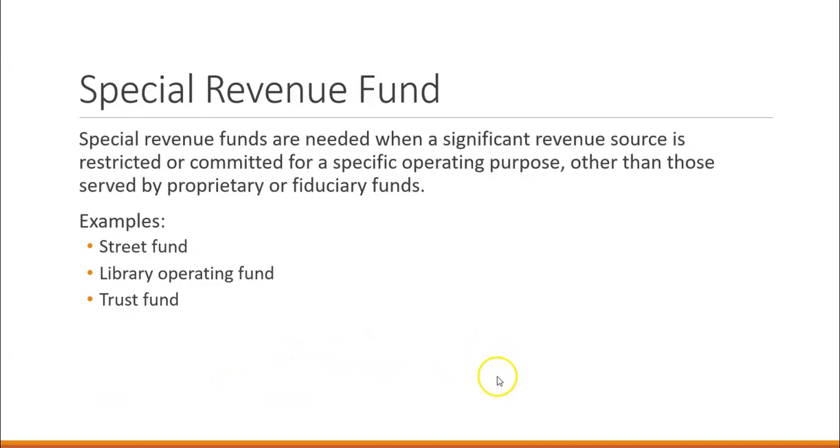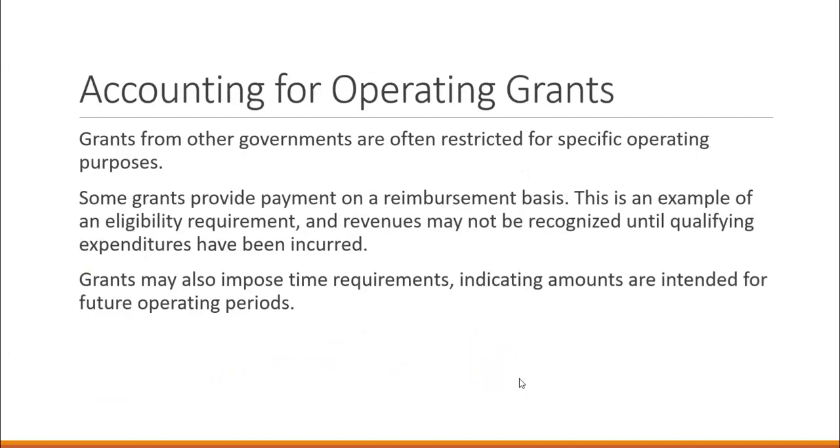We're going to look at some special revenue fund accounting in the examples. Okay. And then accounting for operating grants. So these are grants from other governments that are restricted for specific operating purposes. We can have all kinds of different operating grants and different operating purposes. We can receive grants for road maintenance, or grants to beautify Main Street.